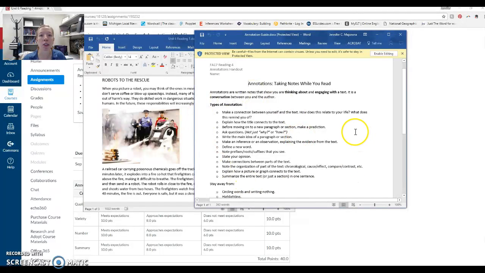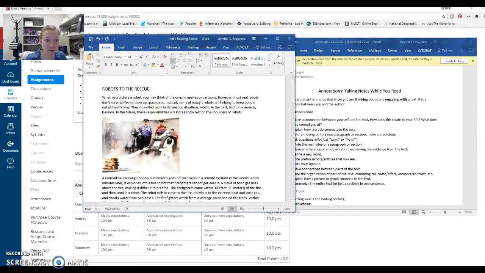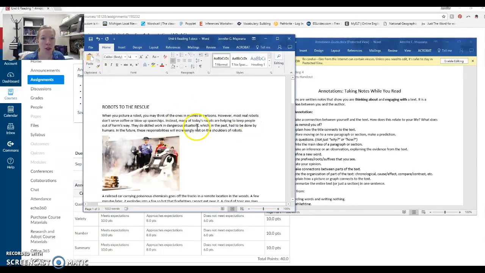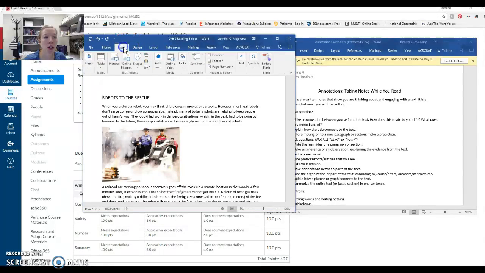Okay, so keep this in front of you so that you're always thinking about the different types of annotations you can do. And remember that annotation is that conversation between you and the author. So it shows that you're engaged and you're having a conversation with the reading as you do it. Okay, so the idea is that you're comprehending it better because of that conversation. So let's get started. You're going to be using Microsoft Word for this, and you're going to be using the comment function. So to make a comment, click on Insert, and then click on Comment.